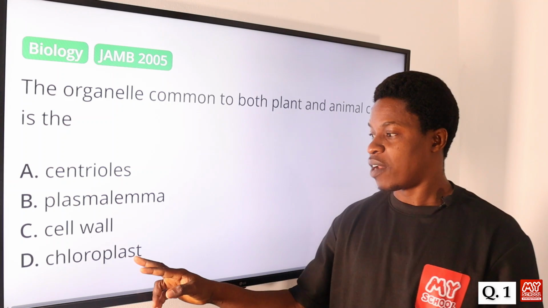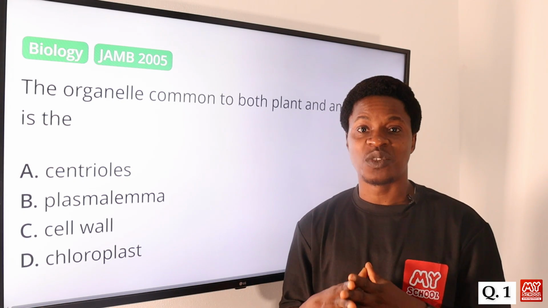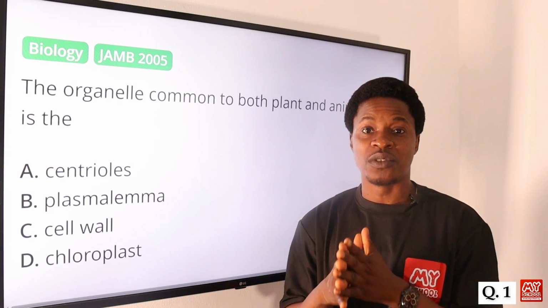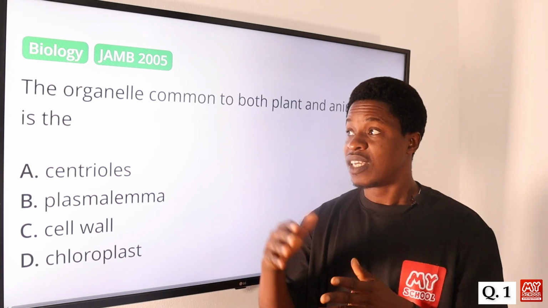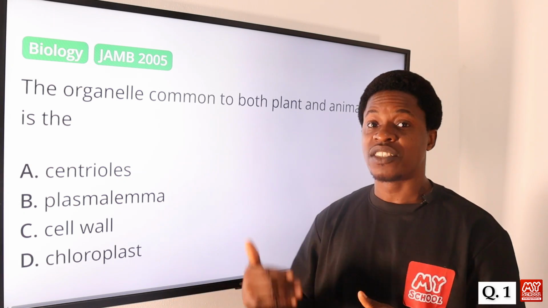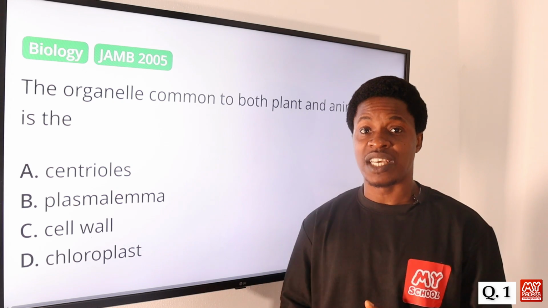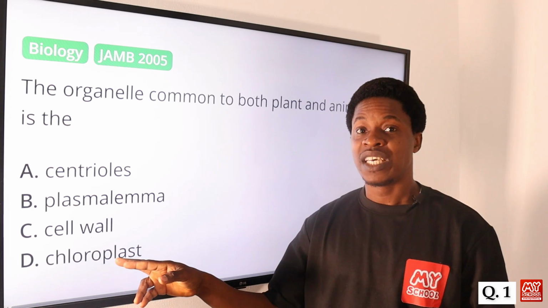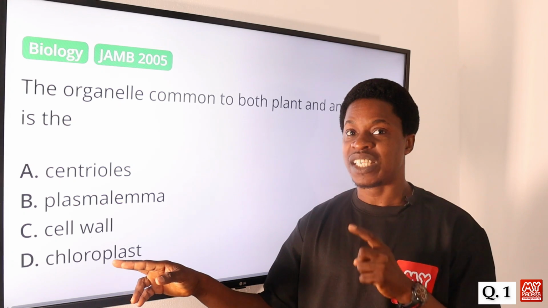Let's take it from chloroplast. Chloroplast is the organelle that contains the chlorophyll that the plant uses in making or manufacturing their food. So which means it can be found in plant cells only, not in animal cells.